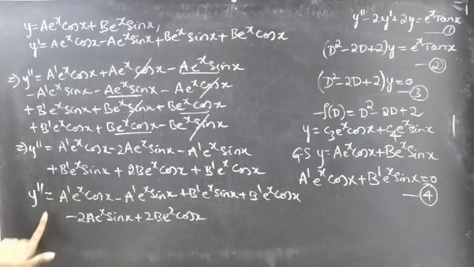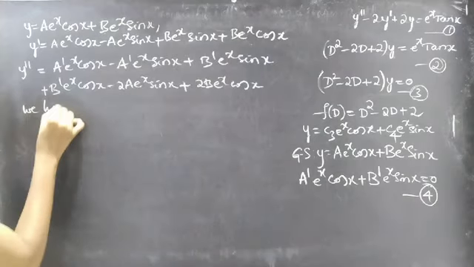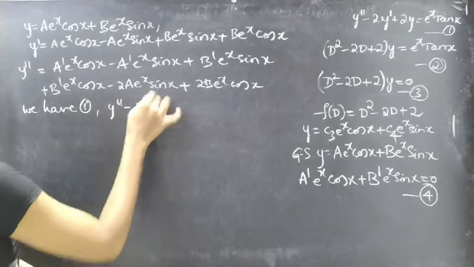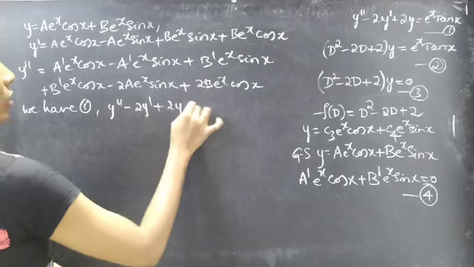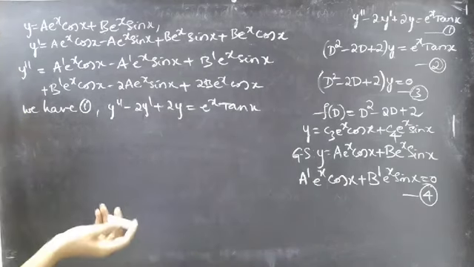Okay, we got y double dash, y dash and y, right? Let's substitute all these three in equation 1. We have equation 1, y double dash minus 2y dash plus 2y equal to e power x tan x, right? Let's now substitute y dash and y double dash.